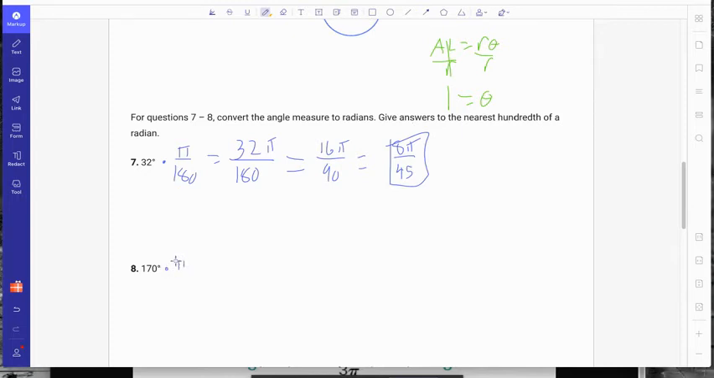All right, so do the same thing here. Multiply by pi over 180. I have 170 times pi over 180. They both end in a 0, so I can basically just divide by 10, cancel those zeros out. So there's my radian measure, 17 pi over 18.